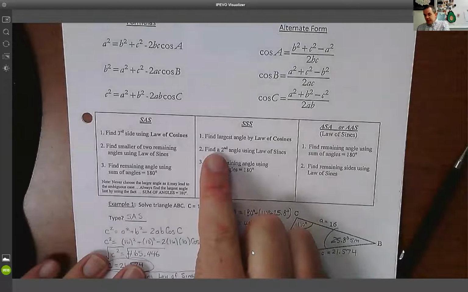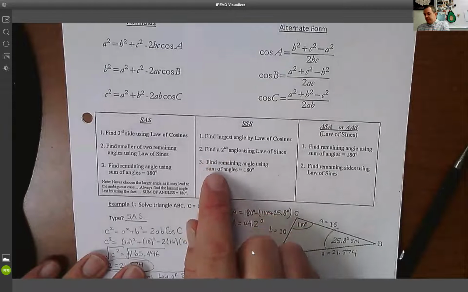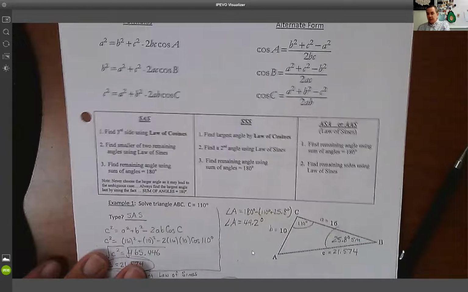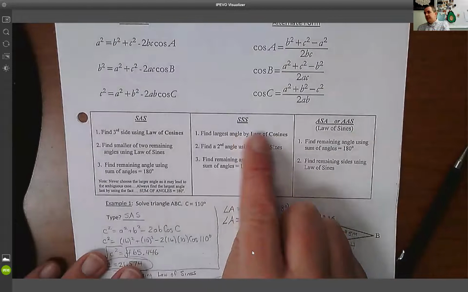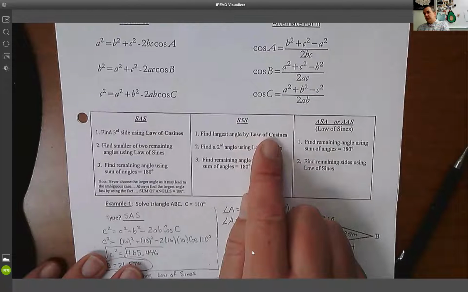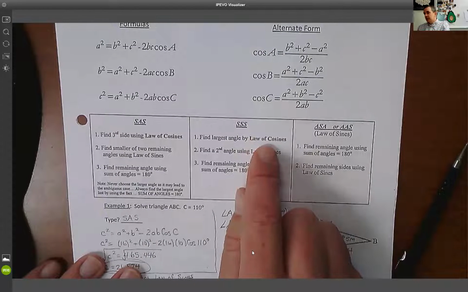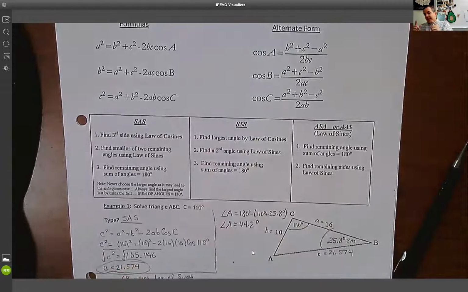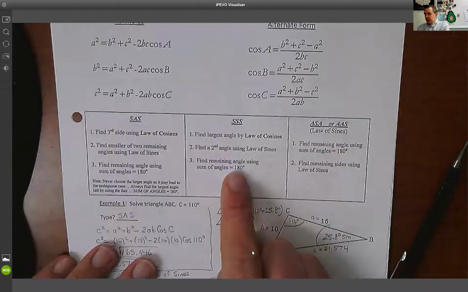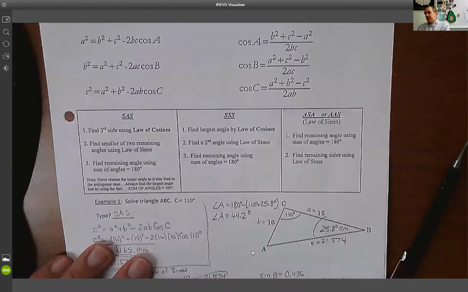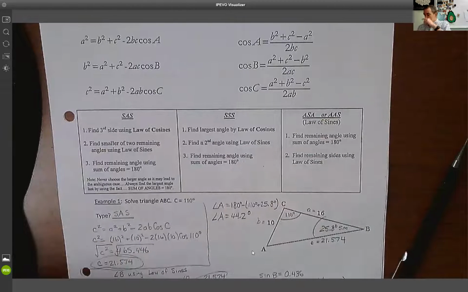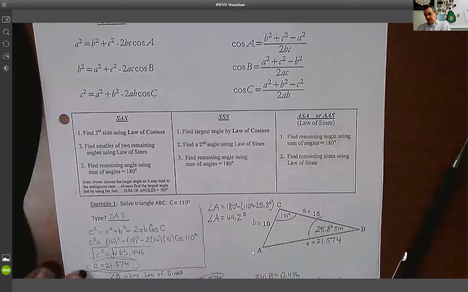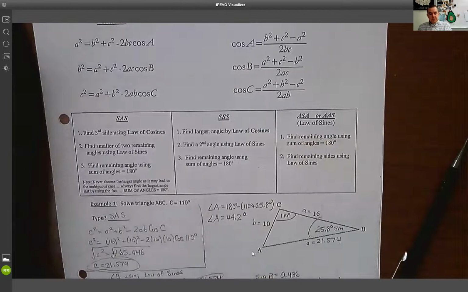What is going to happen then is you want to use 180 minus to find the third angle. If you're given all three sides, you do the law of cosines to find an angle, and you want to find the largest angle. So whatever the longest side is, that's the angle you want to target. Law of sines to find the second angle, the 180 to find the third. And then just as a review, if you're given more angles than sides, it's a law of sines situation.